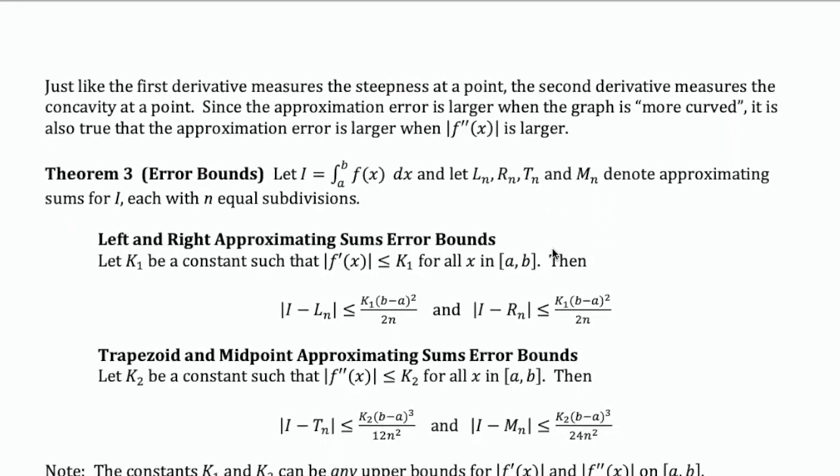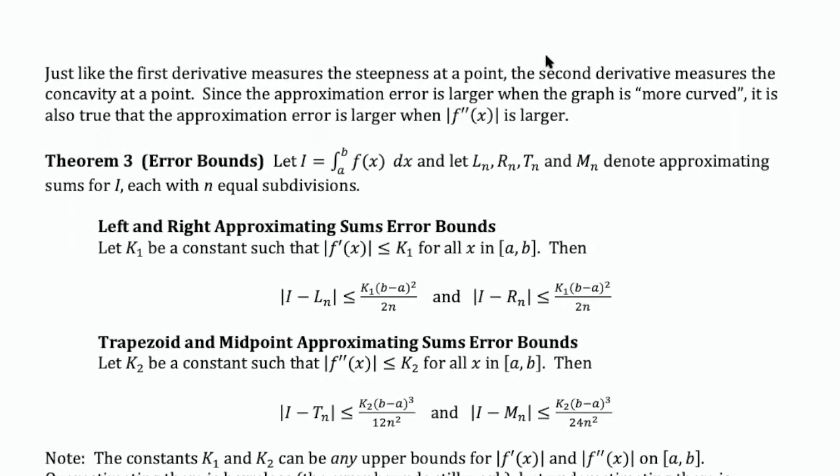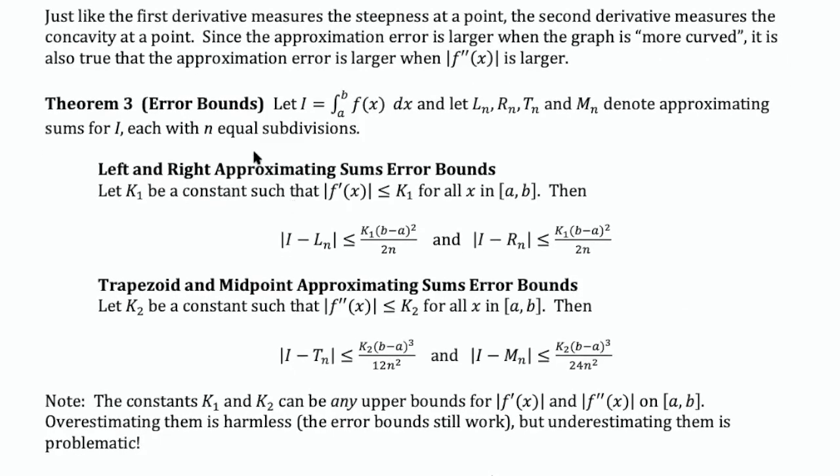Just like the first derivative measures steepness at a point, the second derivative is a measure of that concavity. Since the approximation error is larger when the graph is, again, more curved, bulging, however you want to describe that, it's also true that the approximation error is larger when the second derivative value is larger. Again, ignoring positive or negative signs because we don't care. It works for both concave up and concave down. So that gives us this theorem, the error bounds theorem.